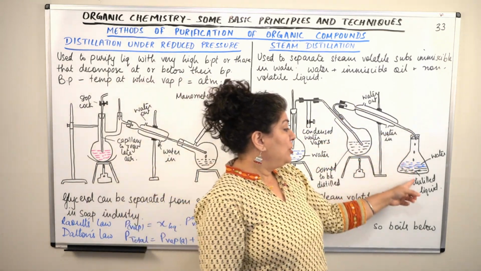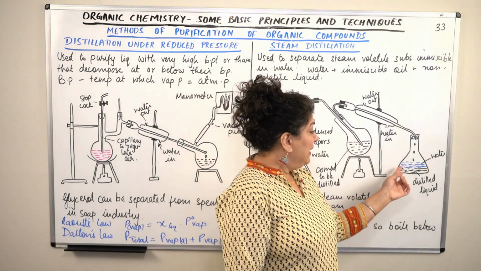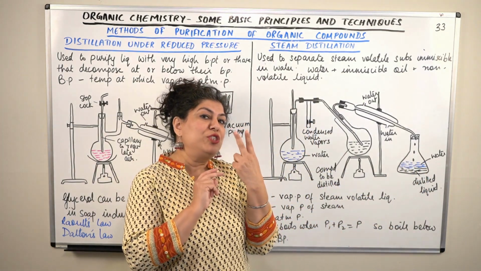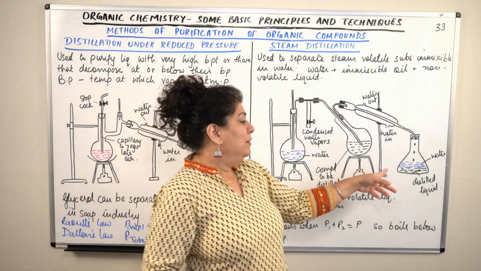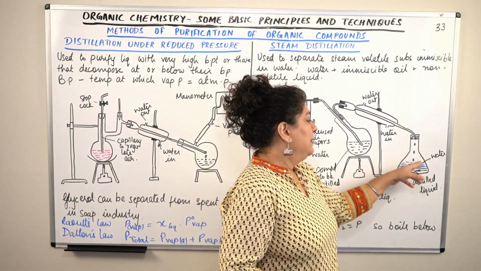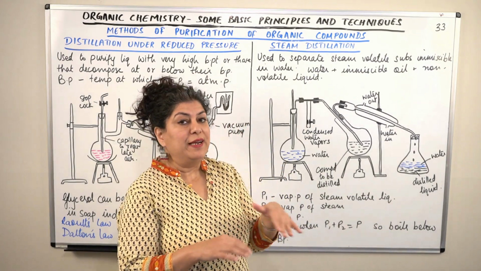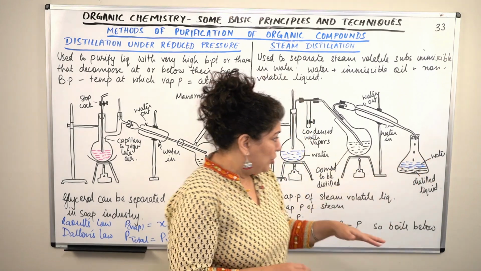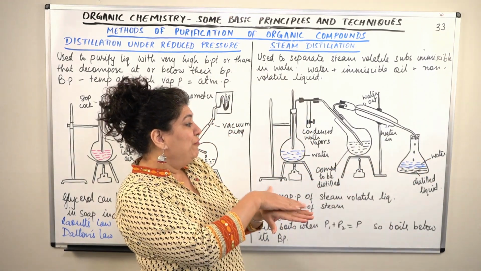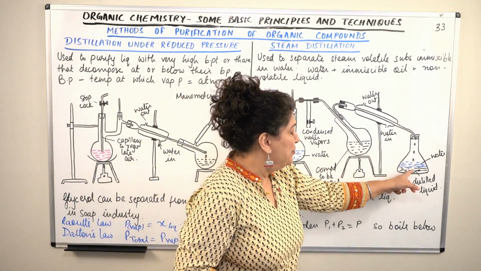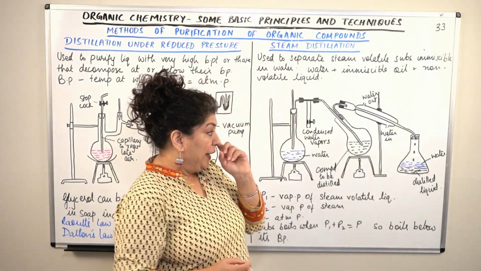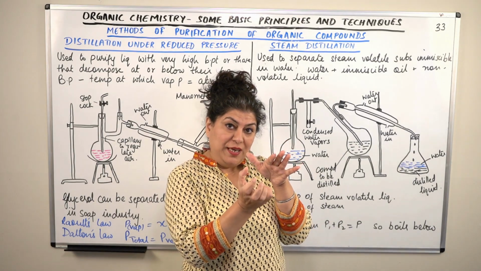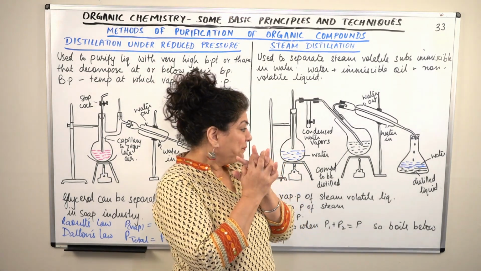But these two do not dissolve in each other. So in this flask, the distilled liquid will consist of two separate layers. One will be the water layer, and the other would be oil. I made a mistake here. Water should not be on top. Oil usually floats over water. So the lower layer should be water and the upper layer should be oil. So in this flask, you will get two layers, the layer of water and the layer of oil.